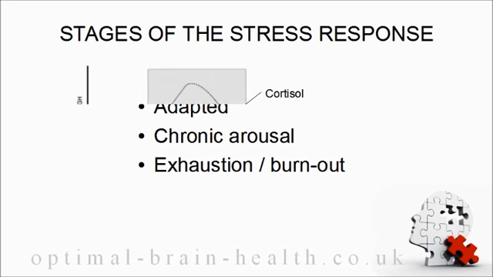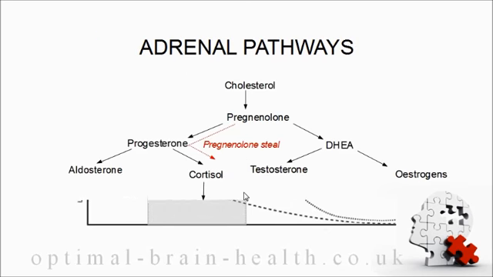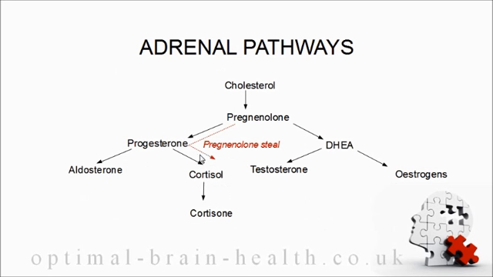Now other hormones may be starting to drop low at this point because of a process called pregnenolone steal. And that just means that the body is diverting its resources towards cortisol, which is kind of most needed, perhaps at the expense of other hormones like DHEA.